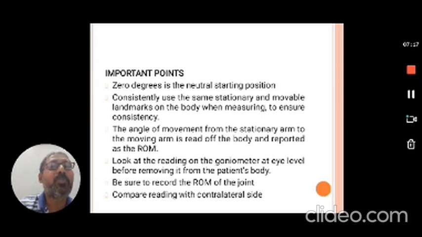0 degrees should always be marked or ensured before starting the goniometer measurement. Consistently use the same stationary and movable landmarks on the body when measuring to ensure consistency. The angle of movement from the stationary arm to the moving arm is read off the body and reported as the range of motion. Look at the reading on the goniometer at eye level before removing it from the patient's body. Be sure to record the range of motion of the joint and always compare the reading with the contralateral side.